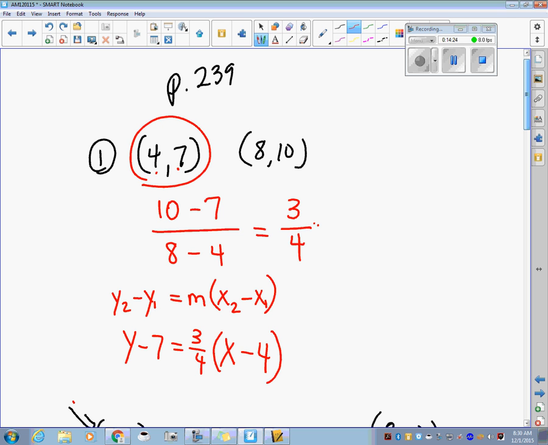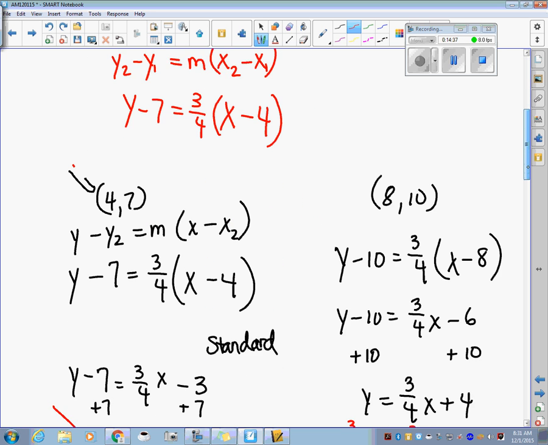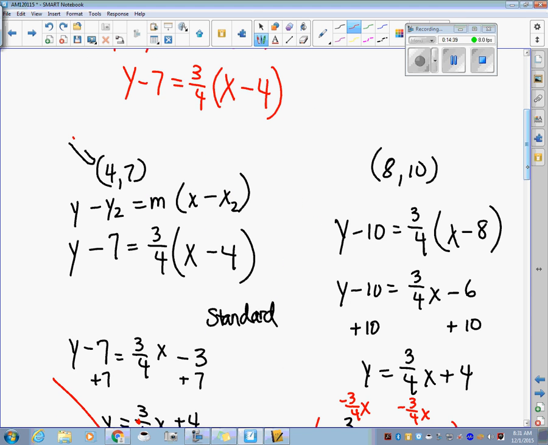So, if I'm putting this in standard form, I now need to multiply this through. Okay? So, I think in the other class that I did yesterday, we actually did both of them. So, here is the 4, 7 one, and here is the 8, 10 one. So, no matter which one you pick, you're going to get the same equation. Right? So, we distribute the 3/4. 3/4 times x is 3/4 x. And 3/4 times negative 4 is negative 3.